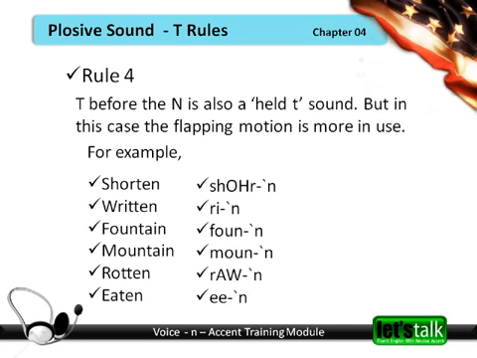Plosive T sound rule number 4. T before the N is also a held T sound. But in this case the flapping motion is more in use. For example, shorten, written, fountain, mountain, rotten, eaten.